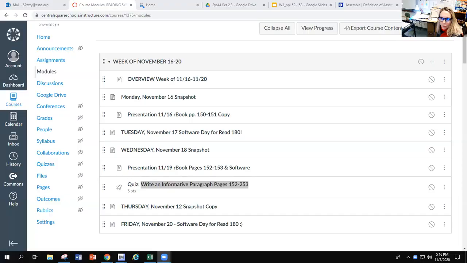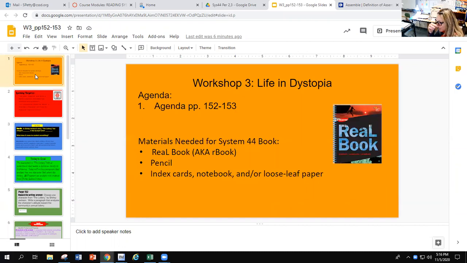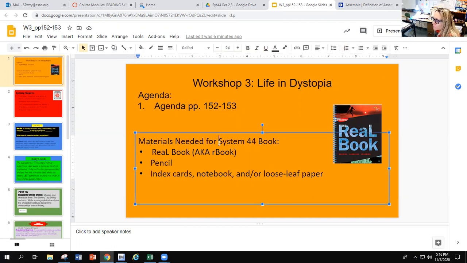We are cruising on to pages 152 to 153. I am going to share my screen and my Google Slide presentation. So we are on the writing for The Lottery, and you're writing an informative paragraph. Make sure you have your books open to 152 to 153.